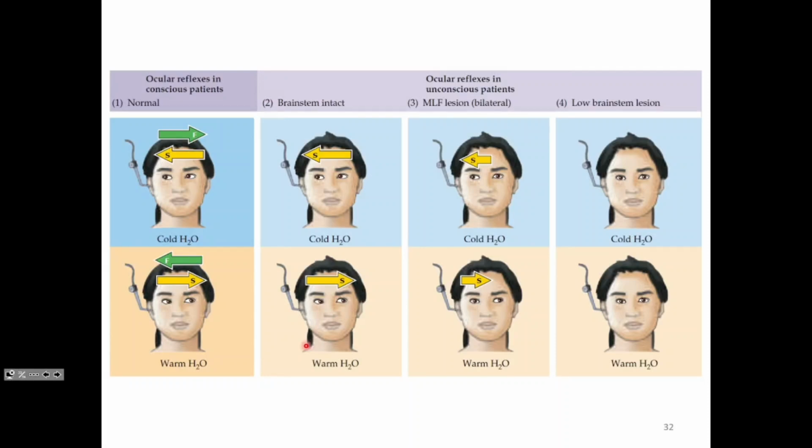Okay? Last scenario, you have a low brainstem lesion. Vestibular nuclei is gone, there is no MLF. You put in hot water or cold water, your eye will not move. So this means that you have a low brainstem lesion.